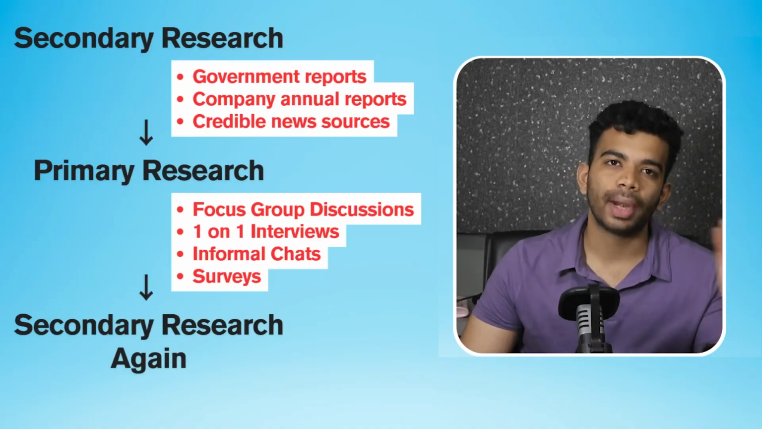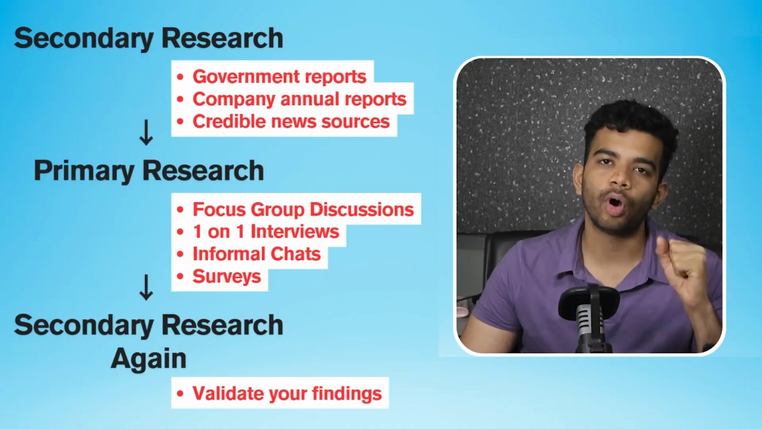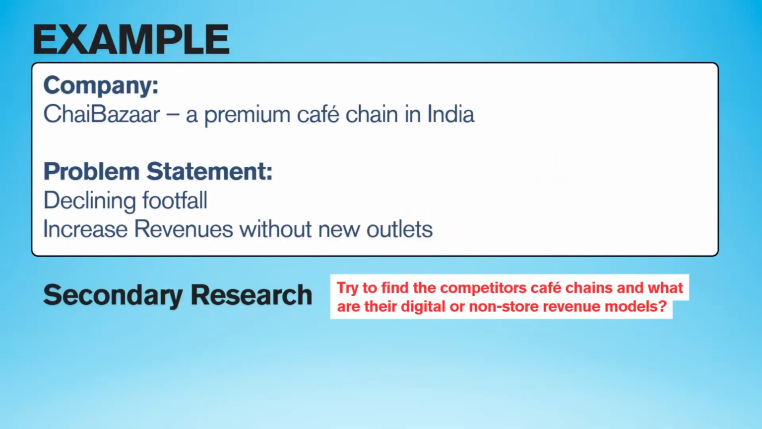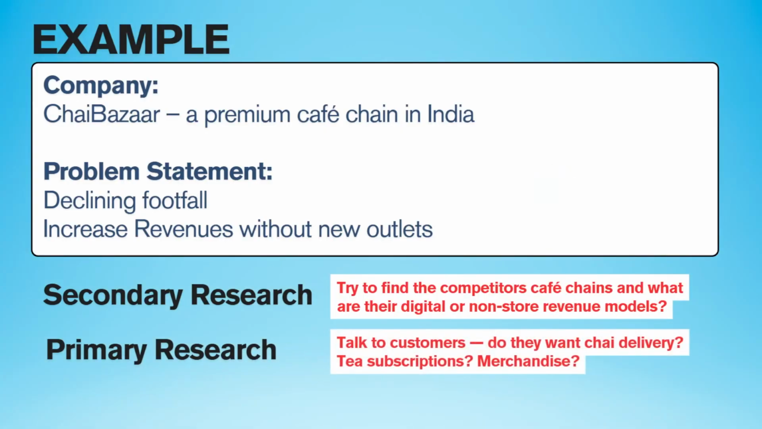solution. So now let's apply this step to our business problem of Chai Bazaar. In the secondary research, you will try to find competitors of Chai Bazaar, and you will try to find out their digital or non-store revenue models. Then you go into the primary research, you will talk to customers, you will ask them, do they even want chai delivery? You'd ask them, do they want tea subscriptions, and so on. So whatever your ideas are, you try to pitch to them and see if they're receptive to it or what kind of solutions do they prefer. So that is the end of the second step, which is that of research.